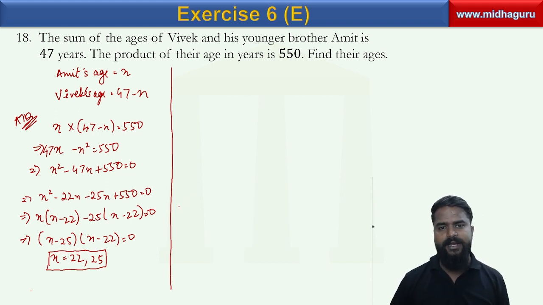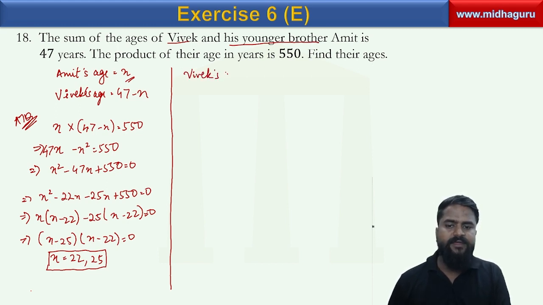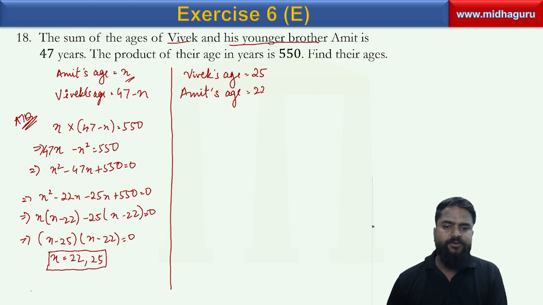But you don't need to be in a dilemma as to why we get two positive values and which of them to take as the age. Now see, we took the age of Amit to be x. However, someone else could have taken the age of Vivek to be x. So in that sense of the way, we can say that both these ages represent the age of the brothers. As it says Vivek and his younger brother, we take it for granted that Vivek is elder. So we take the higher age, that is Vivek's age will be 25 and Amit's age will be 22. Now see, the sum is 47 and the product of these two will be 550.